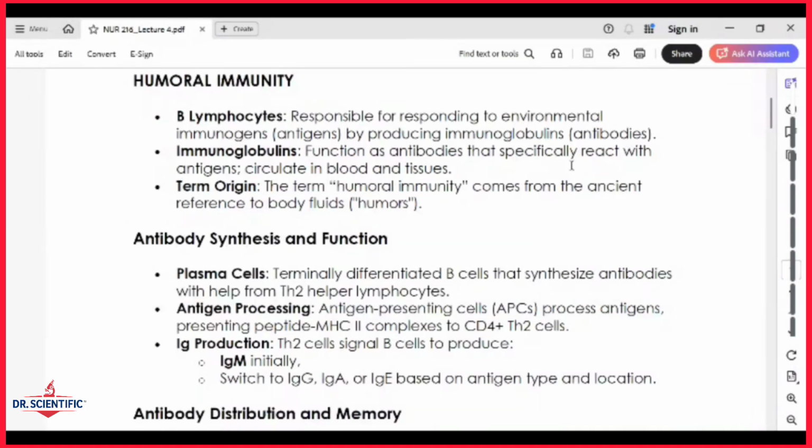So what usually happens is that when a B cell encounters an antigen, of course, the antigen is presented to a T cell. That is one thing that usually happens. Then once it's presented to a T cell, the T cell is going to interact with the B cell via the T cell receptor.